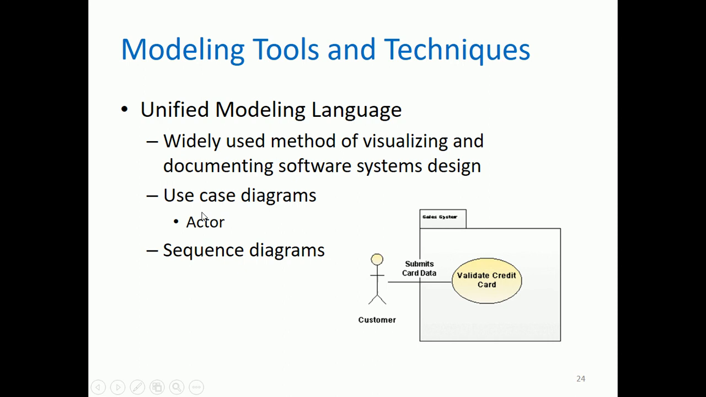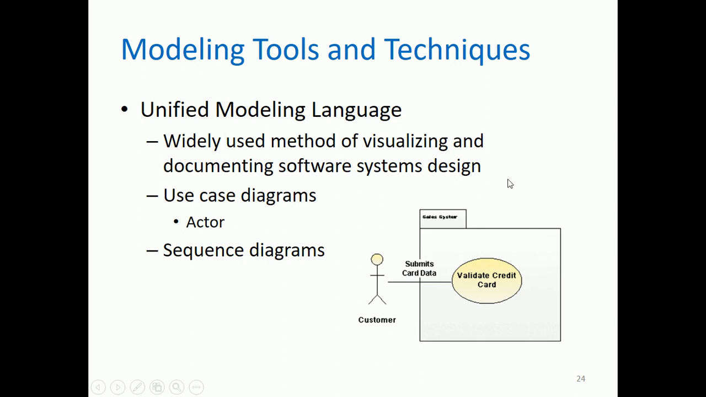The distinguishable feature of this use case diagram is the actor. This is an example of a use case diagram. We have the actor drawn as a human stick figure, a customer, and then we have this use case, which is validate credit card. Before you validate credit card, what is needed from the customer? The customer must first submit the card data before the process validate credit card data will commence. So actually, this is a use case.